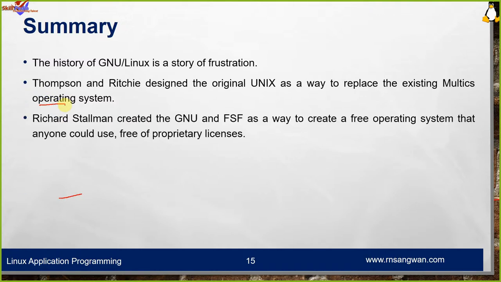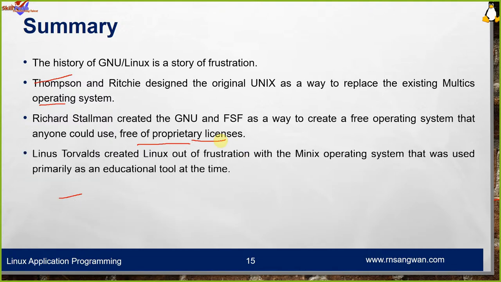Richard Stallman created GNU and the FSF as a way to create a free operating system that anyone could use free of proprietary licenses, because only proprietary operating systems were available at the time and no free operating system existed. Linus Torvalds created Linux out of frustration with the Minix operating system that was used primarily as an educational tool at the time.